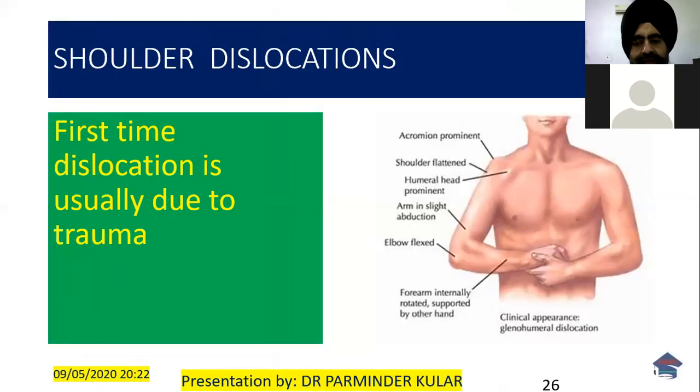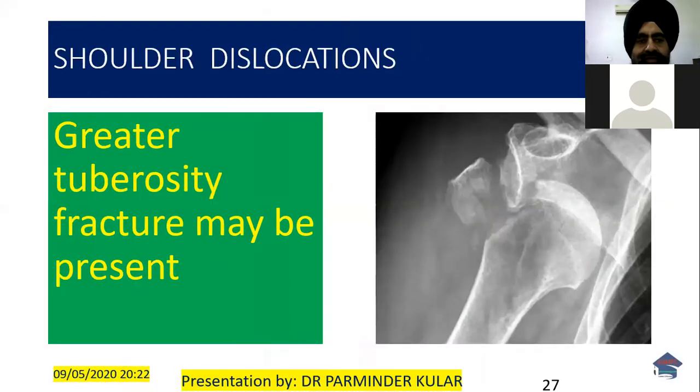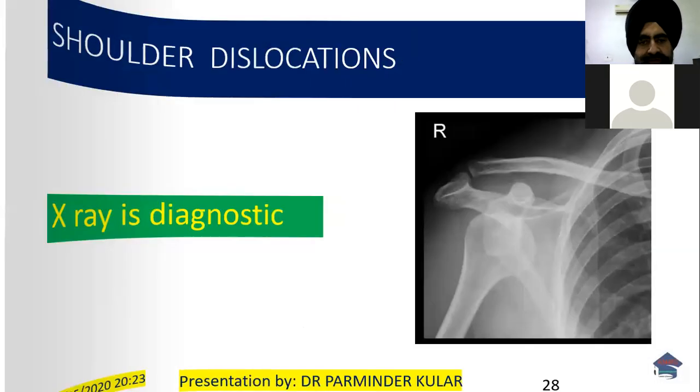Then we come to the dislocation. These are usually not pathological. First-time dislocation is nearly always due to trauma, maybe a fall on the outstretched hand, FOOSH, fall on the outstretched hand. Along with the dislocation, we can also encounter fractures. We should look for fractures, commonly in the greater tuberosity, which can accompany the dislocation. These may or may not reduce back when the shoulder is put back into position, and may need fixation, or sometimes if the reduction is good, we can go for conservative treatment.